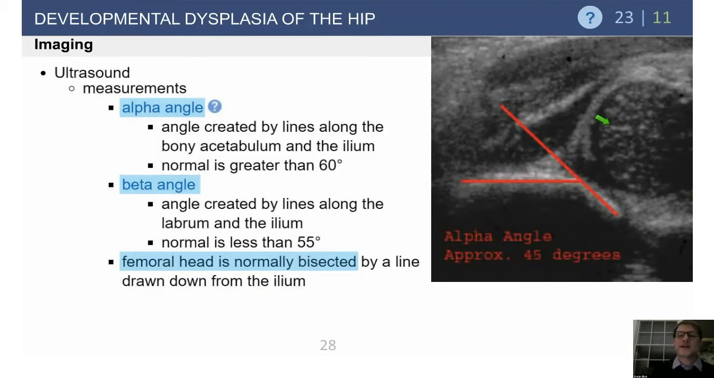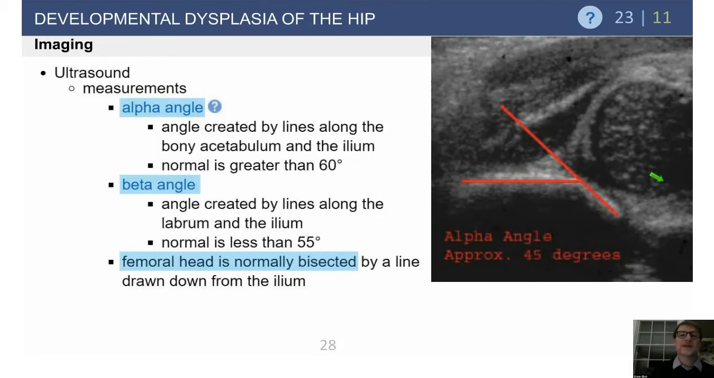The measurements we take, and this was given to me, this is not the alpha angle. The alpha angle is this line with this. So this angle right here is the alpha angle. This can also tell you, if you look at this femoral head, the coverage is only 10%. It should be at least 15%.